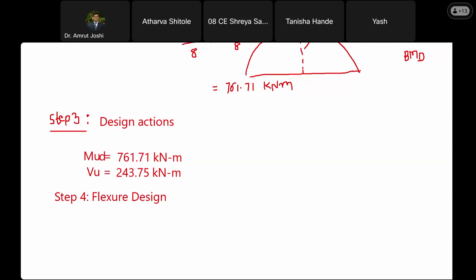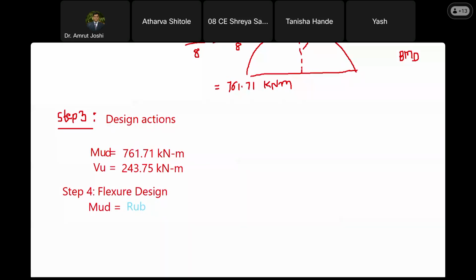Imagine that if I were to design this beam as a balanced section, what is the depth that I should provide? That is the question I'm going to ask. So MUD will now be equated to the moment of resistance of a balanced section. Do we have the formula for the moment of resistance of a balanced section? Yes. What is that formula? RUB, the moment of resistance factor for a balanced section. Sorry, not RUB, it is RP. U is ultimate, so it is there, correct.